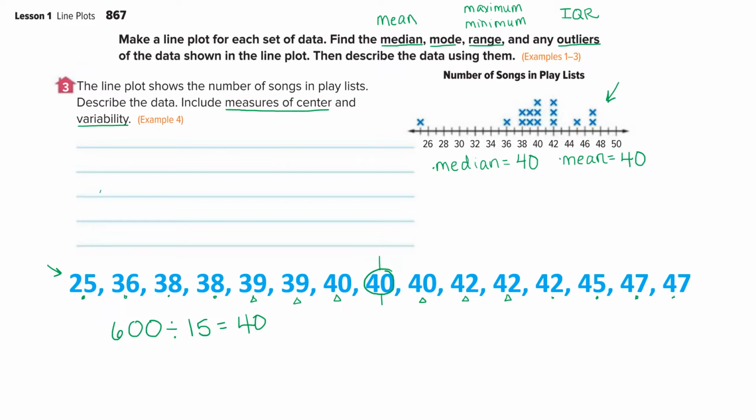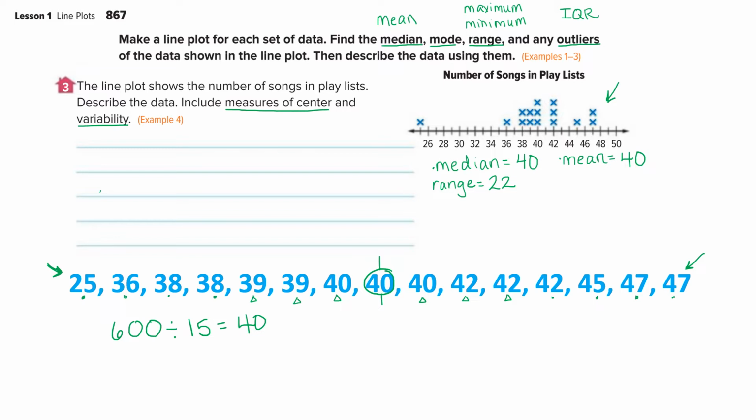Next, we're going to find the range. The range is our maximum value minus our minimum value. So that would be 47 take away 25. And if you do that, you should get 22. So the difference between the person that downloaded the most songs on their playlist and the person who downloaded the least songs is 22 songs.